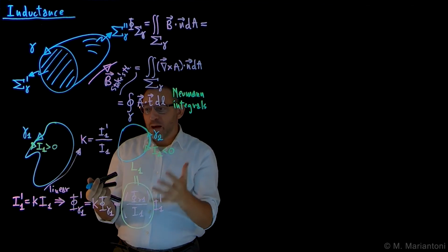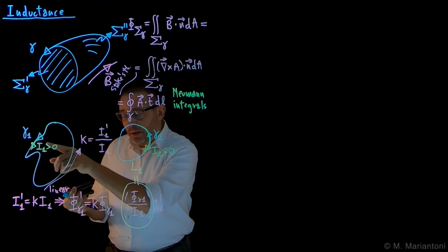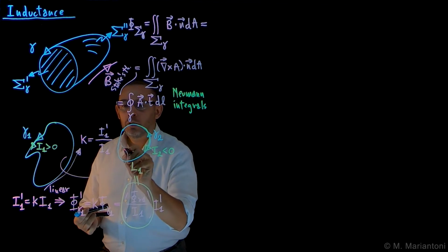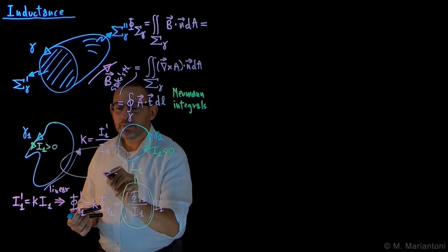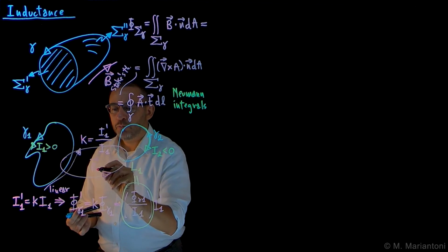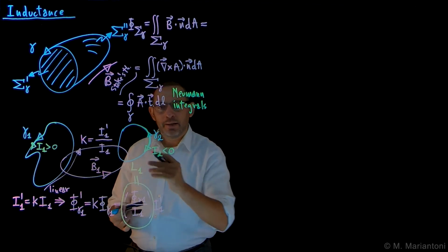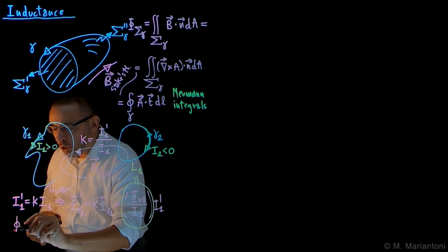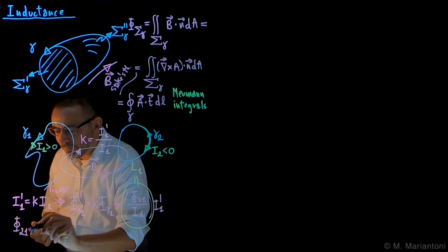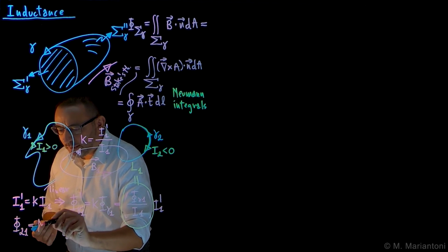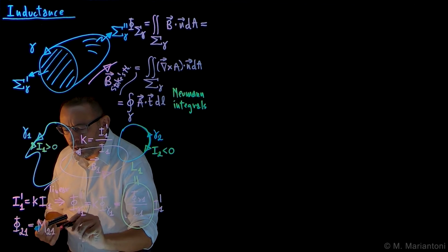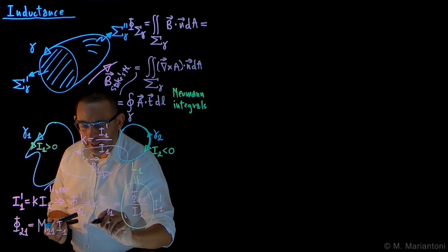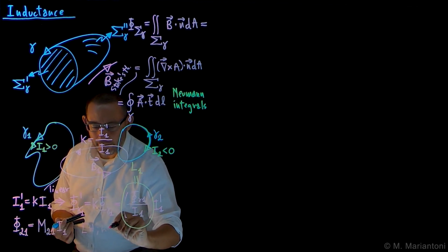Now, if these two circuits are coupled, some of the B field lines generated by I1 will eventually be coupled also to gamma 2. This is B1. So this linkage here results in a so-called mutual inductance, and so the flux on the second circuit due to the first circuit, phi 2 1, is given by the mutual inductance M, which has the same units as the self-inductance, times the current I1. And the units of all these quantities are capital H, which means Henry.